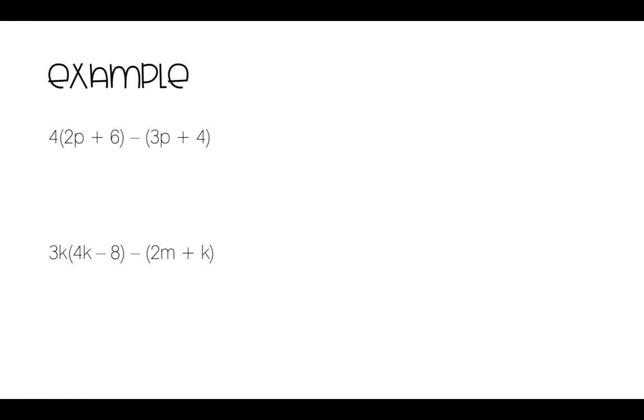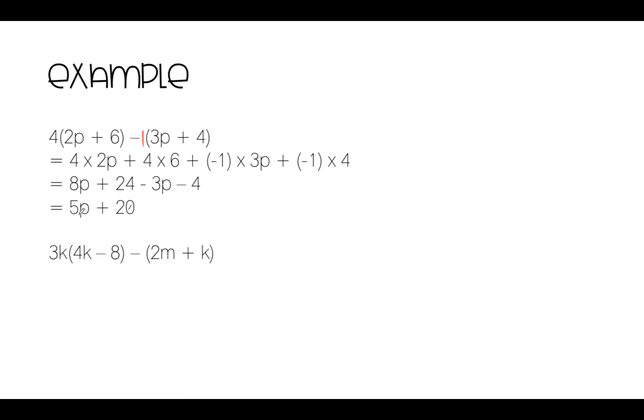Now, one last lot of examples. When we have 2 brackets, now the important thing to realise when we have brackets like this is essentially negative 1 at the front. So we'd go 4 times 2p plus 4 times 6 plus negative 1 times 3p, plus negative 1 times 4. And then we simplify that down, we get 8p plus 4 times 6 is 24, plus negative 1 times 3p, which gives us negative 3p, plus negative 1 times 4 gives us negative 4. So we end up with 8p plus 24 minus 3p minus 4, and then we simplify by collecting like terms, and what we end up with is 5p plus 20.